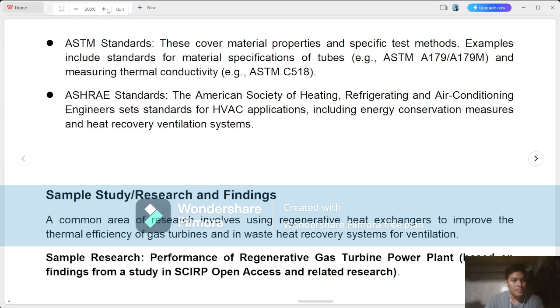Next is ASTM standards. These cover material properties and specific test methods. Examples include standards for material specification of tubes and for measuring thermal conductivity.